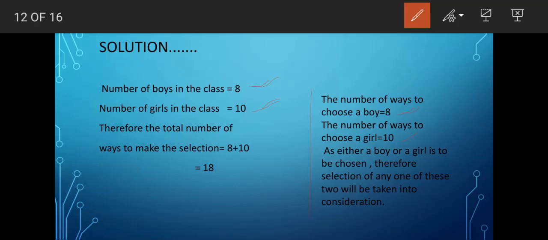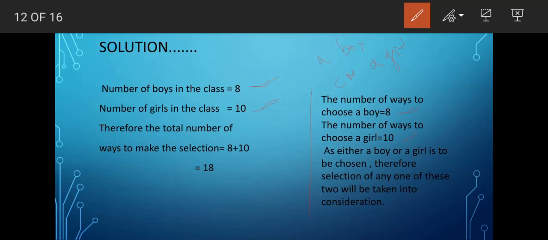After that, what is written is that either a boy or a girl is to be chosen. Therefore, selection of any one of these two will be taken into consideration. That means both a boy and a girl will not be required for taking part in the Olympiad. Either a boy or a girl will be required to represent in the Olympiad. So here goes the later part.